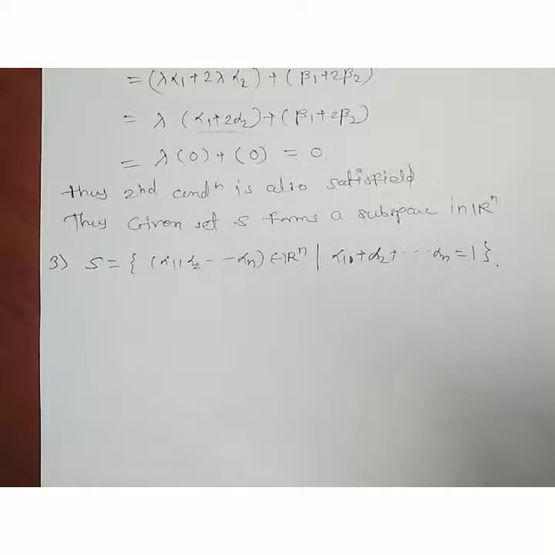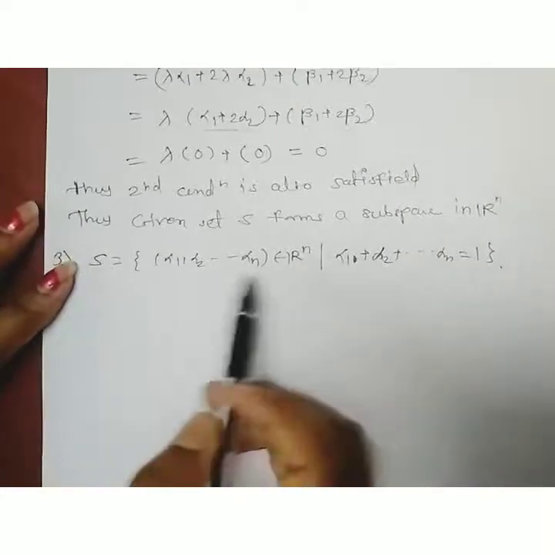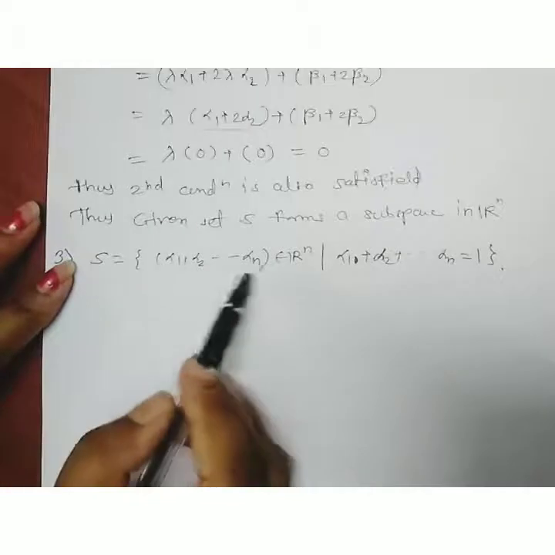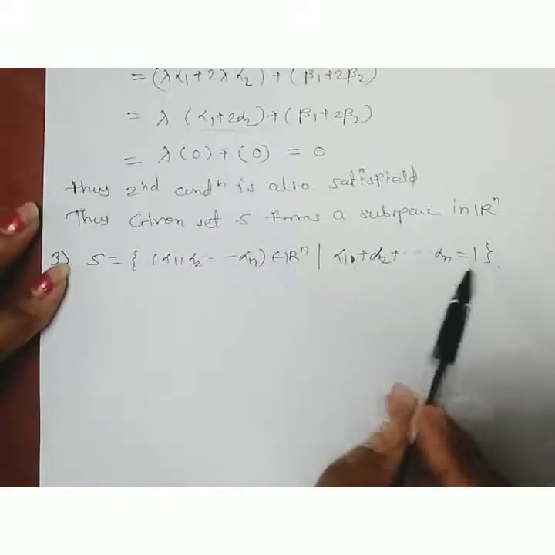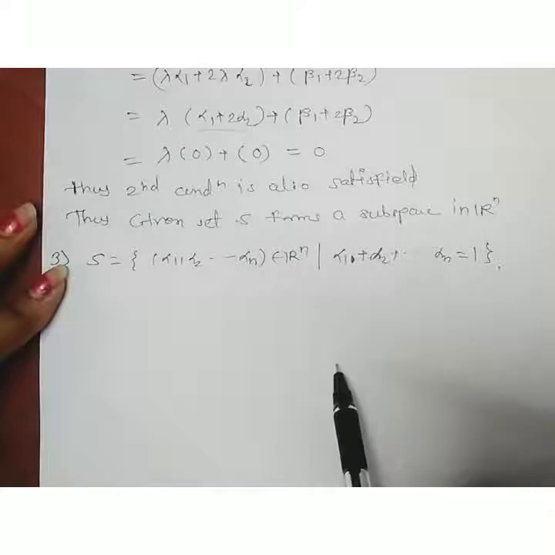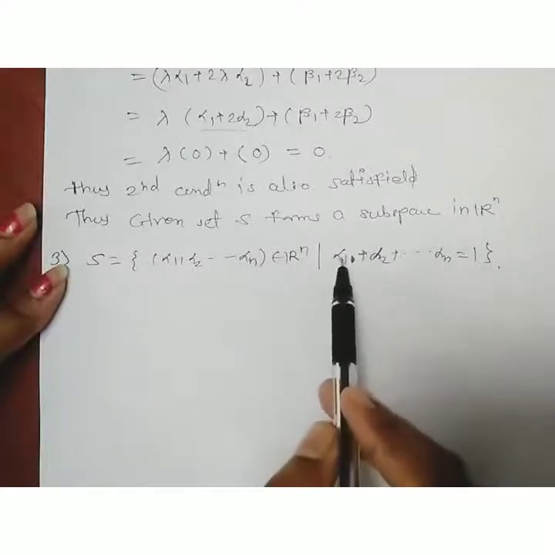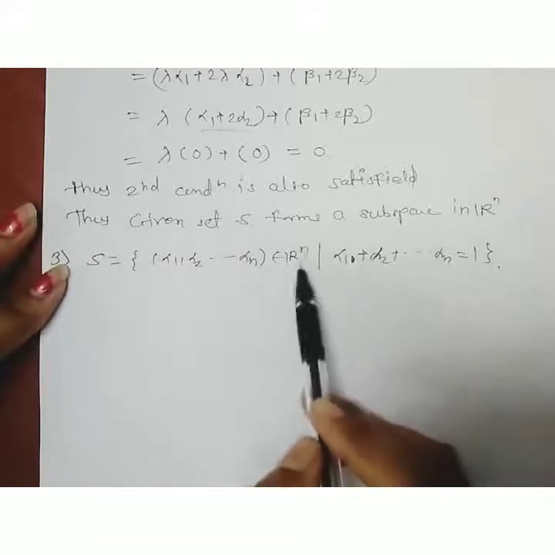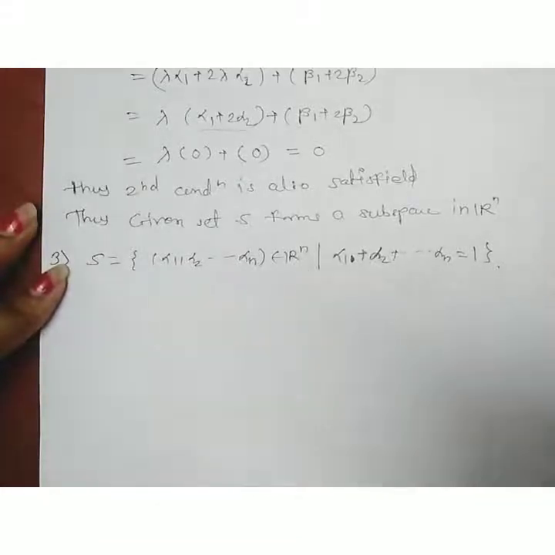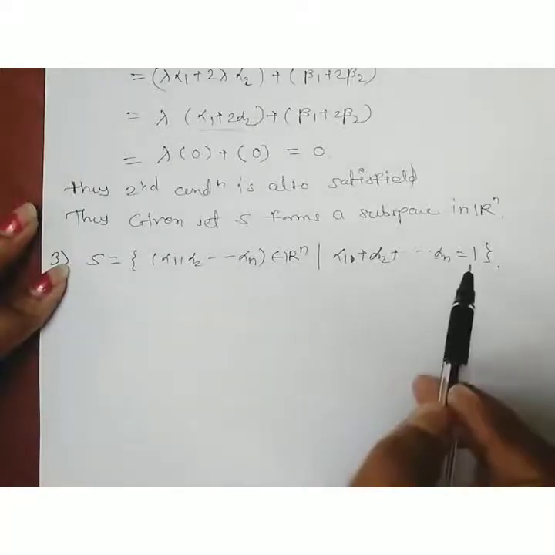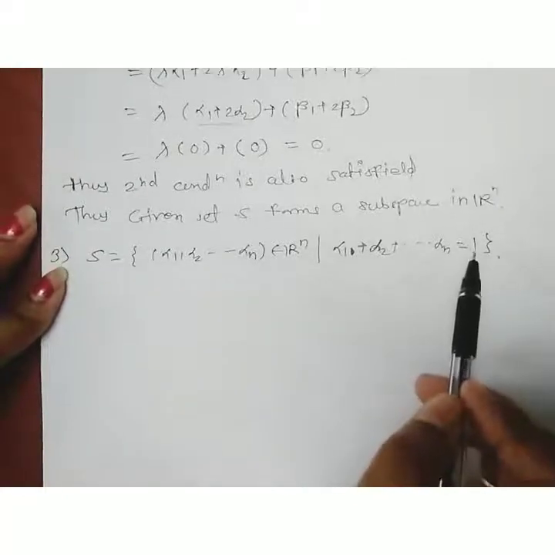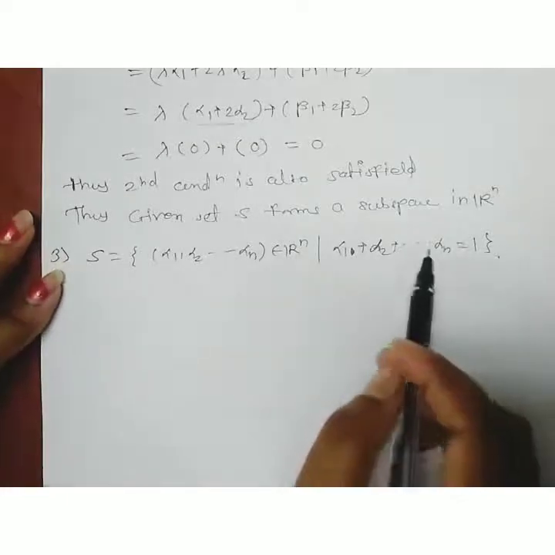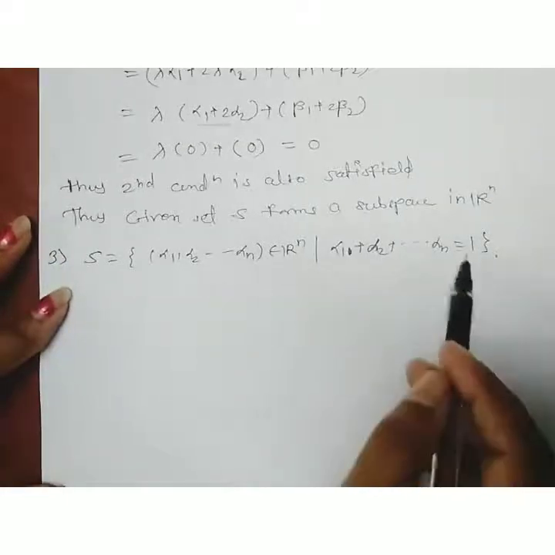Overall, look at this example. If this set shows a subspace, we have to consider those elements alpha 1, alpha 2, alpha n such that the addition of these elements is equal to 1. Does the 0 element belong there? The 0 element does not belong here, because the 0 element in Rn is nothing but 0, 0, 0, and the addition of all these zeros is 0, it is not 1. So the 0 element does not belong in that set, therefore this is not a subspace.